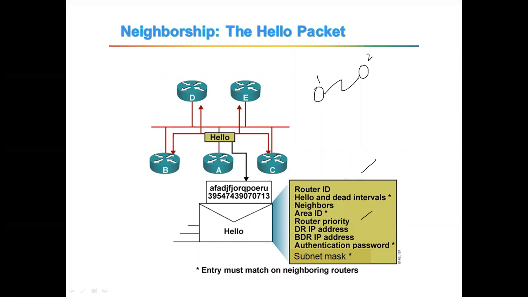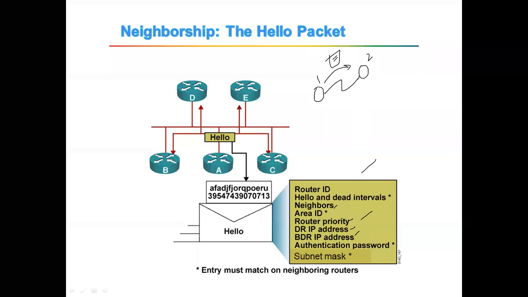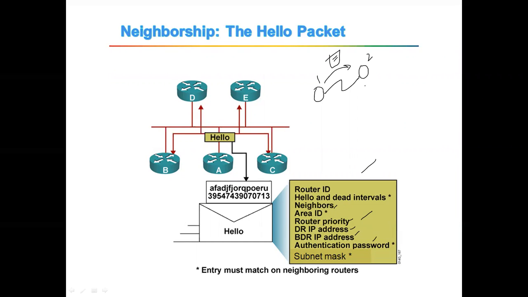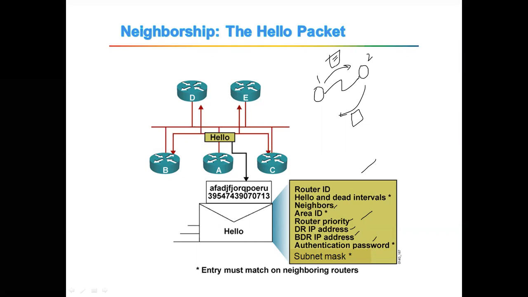Router ID. So when this router sends a hello packet: Hello, my router ID is this one. I have this hello and dead interval. My neighbors are these. My area is this. My router priority is this one. My DR and BDR, and this is the authentication password. It will send this to the other router. Similarly, the other router will send hello with its details. Based on that, you remember in STP what was happening? Which packet did STP switches send? Can you please tell me fast?